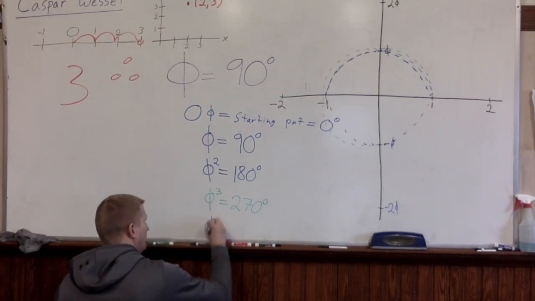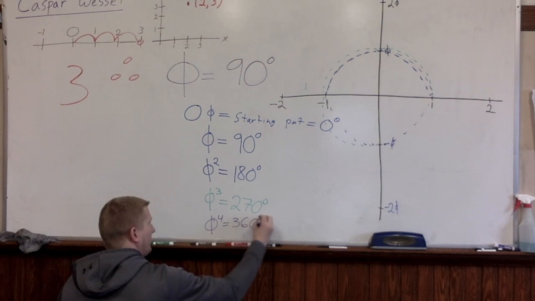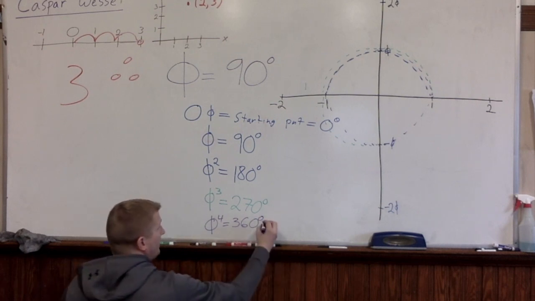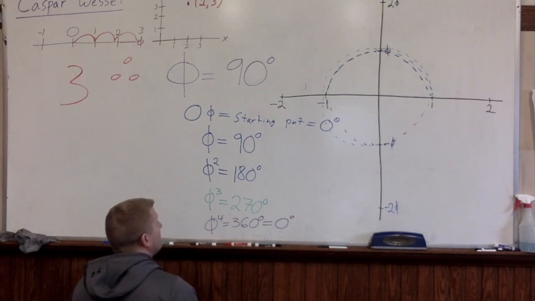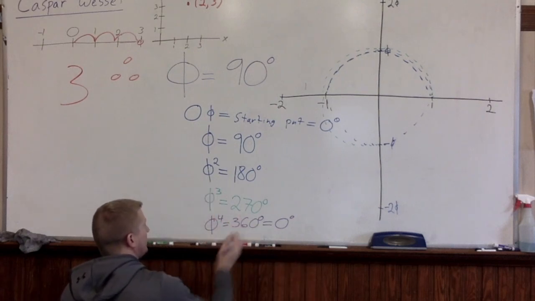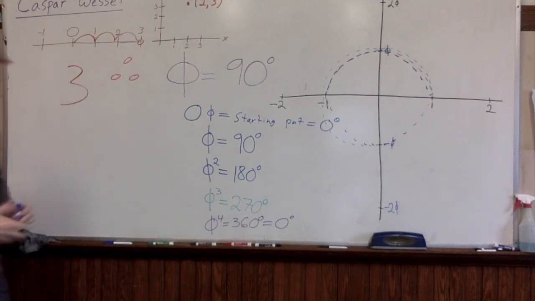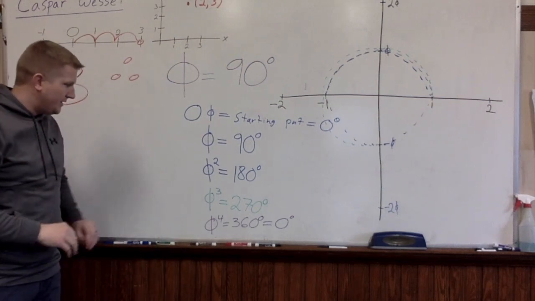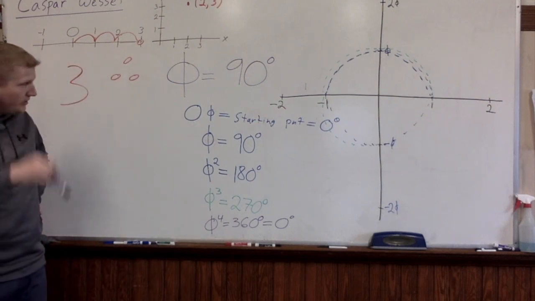So phi to the 4th is 360 degrees. But 360 degrees is also the same thing as 0 degrees. So in a weird way, 0 phi is kind of the same thing as phi to the 4th. All right. So let's just stop, take stock, and think about what this means.